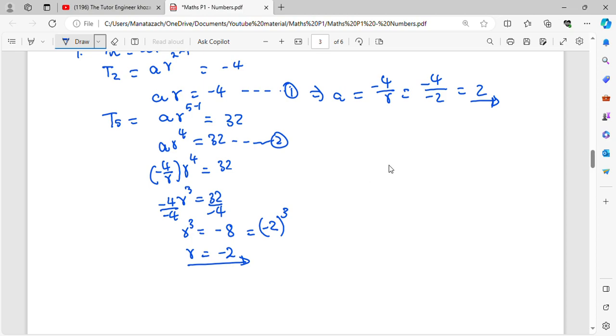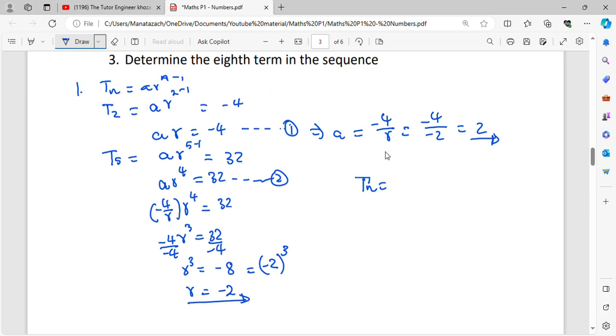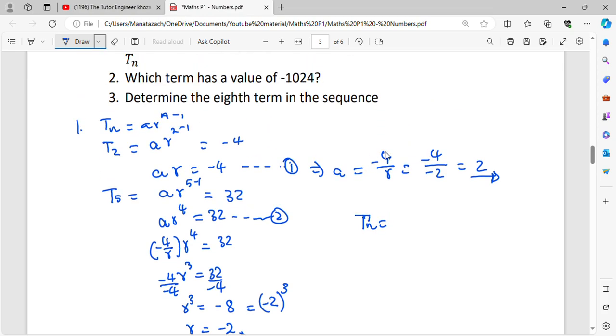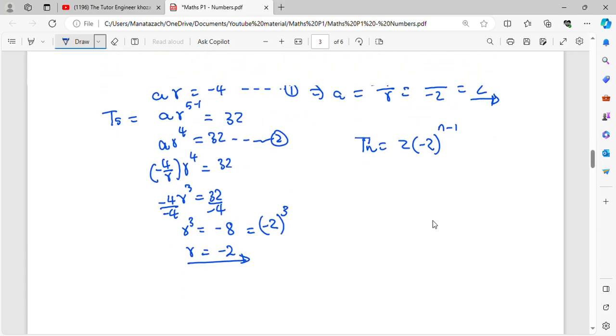Now we have the general formula of Tn is equal to A, right? A is 2 and R is -2 raised to n minus 1. Okay, so that's the first question.